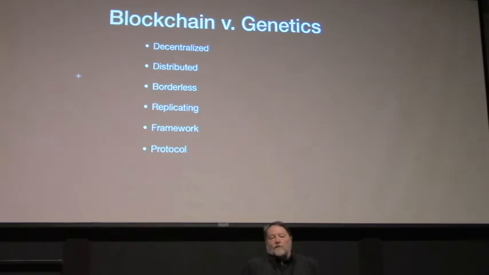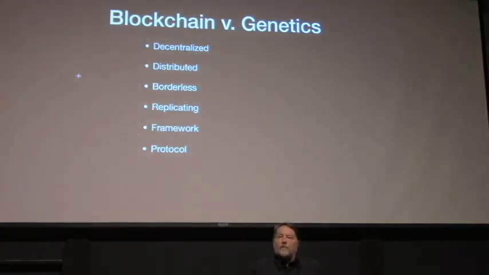And so blockchains, the way people describe them, some of the important features is that it's a decentralized data record, it's distributed around the world, it's a borderless type of algorithm where it doesn't care about which country you're in. It's a replicating system that replicates the past and the current transactions. It's a framework for how the data is stored, and then it's a protocol for how the data is communicated.